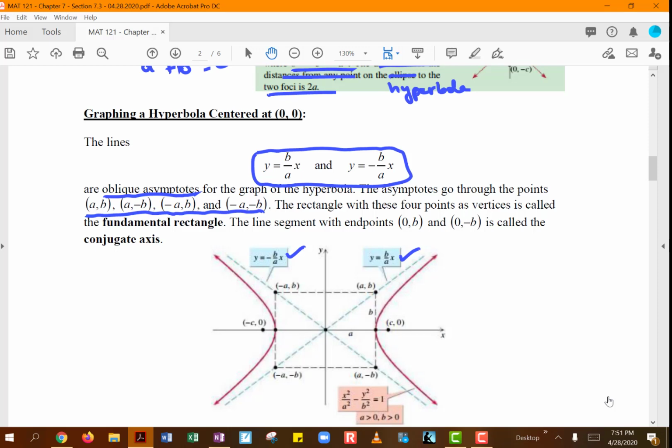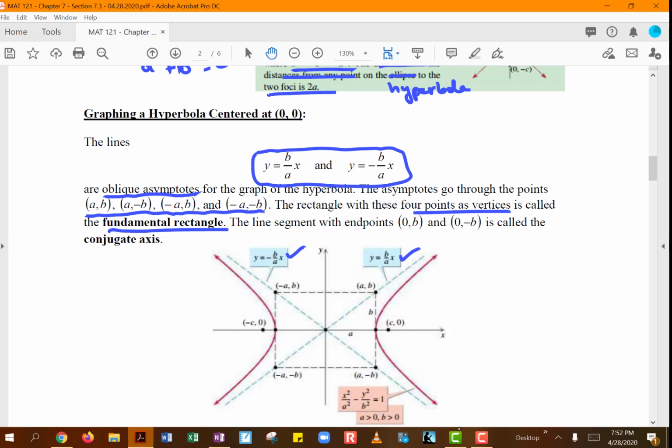of these lines are dotted lines or dashed lines because these lines don't actually exist. These are just guidelines to help us come up with the branches of our hyperbola. So all of these are going to be dotted lines. The only solid lines are going to be the ones for your branches. So start by drawing the four vertices for your fundamental rectangle, and then if you extend those diagonals of the rectangle, they will become your asymptotes.